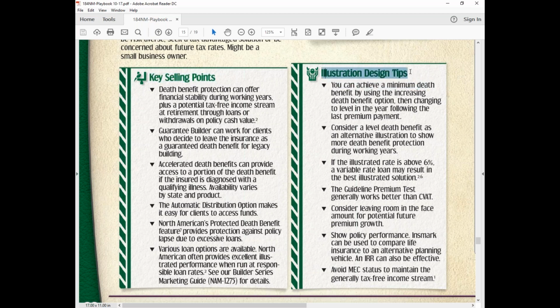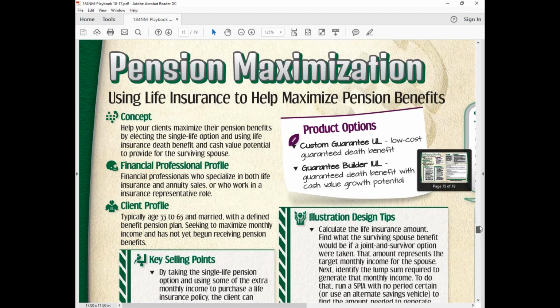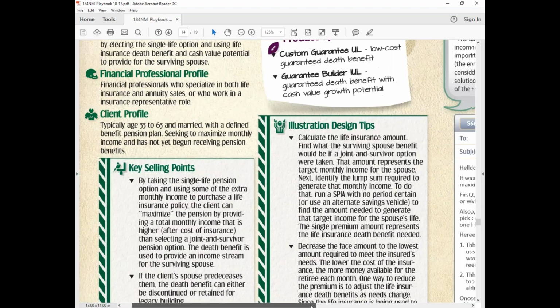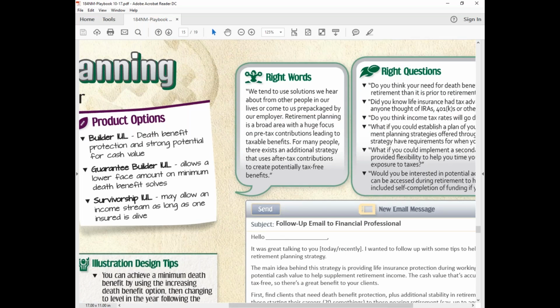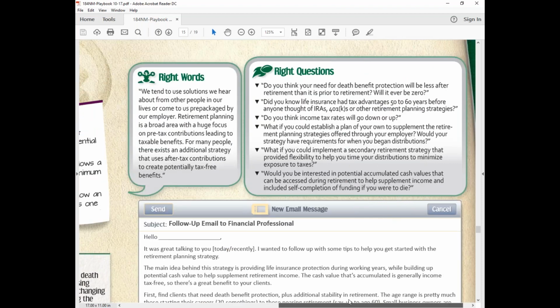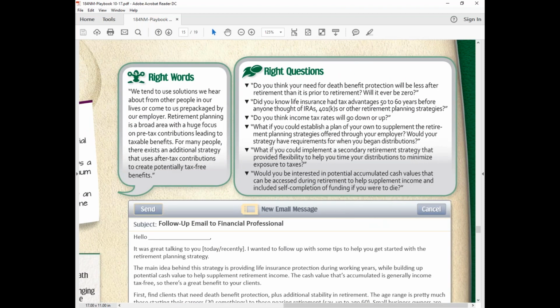It also goes through some illustration design tips, things to consider. For example, if you look at the bottom here, avoid a MEC status to maintain the generally tax-free income stream. That's huge, and that is a great suggestion on here as well. So these are some great design tips that you can utilize, and some key selling points. Then I'm going to go up and over, because next I want to talk about the right words, the right questions to utilize when you are talking about the retirement planning concept.